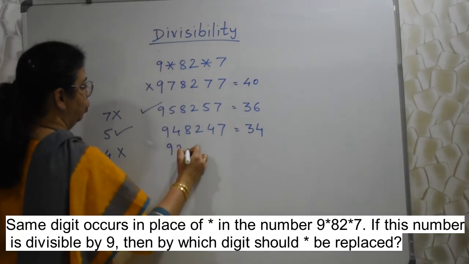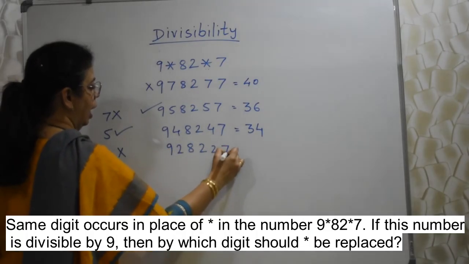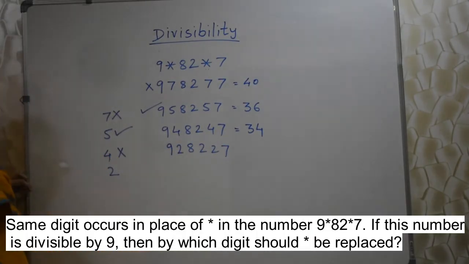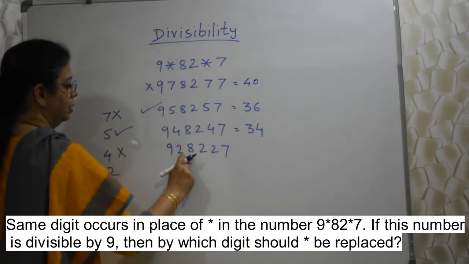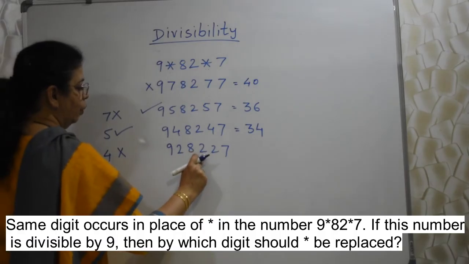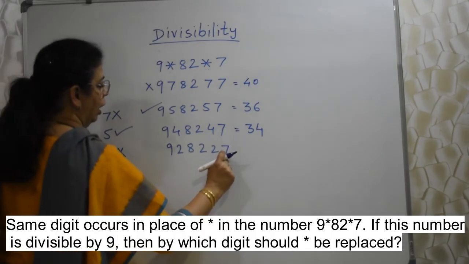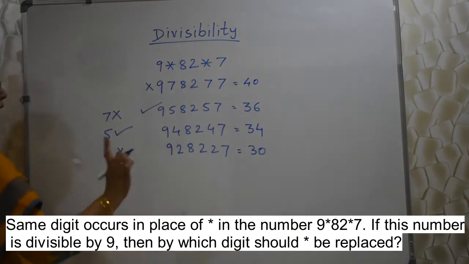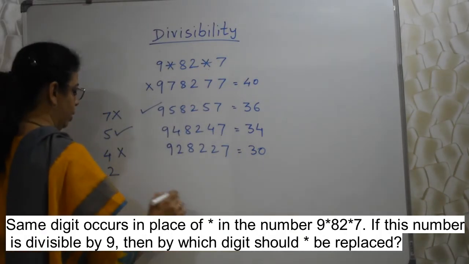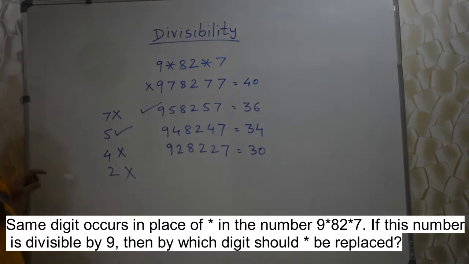Asterisk ke jagah pe 2 daalenge. Add. How will you find out whether it is divisible by 9? Add all the digits. 11, 11 plus 8, 19, then 21, 23 and 7, 30. 30 is not divisible by 9. 30 doesn't come in 9's table. So no. So the second option is the correct option.